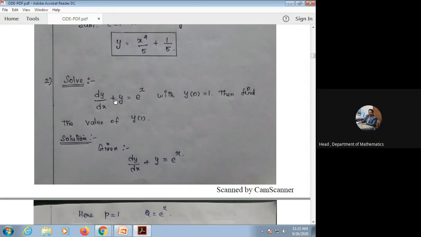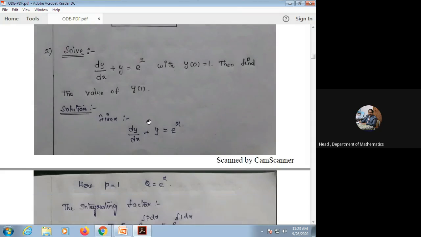Here dy by dx plus y equal to e power x. Similarly, this is also a first order equation. Here also the initial condition is given, y of 0 equal to 1. But here we have to find the value of y of 1. We are given y of 0 equal to 1 as the initial value. How to find the next term, the y of 1 value, that is what we have to find in this problem.